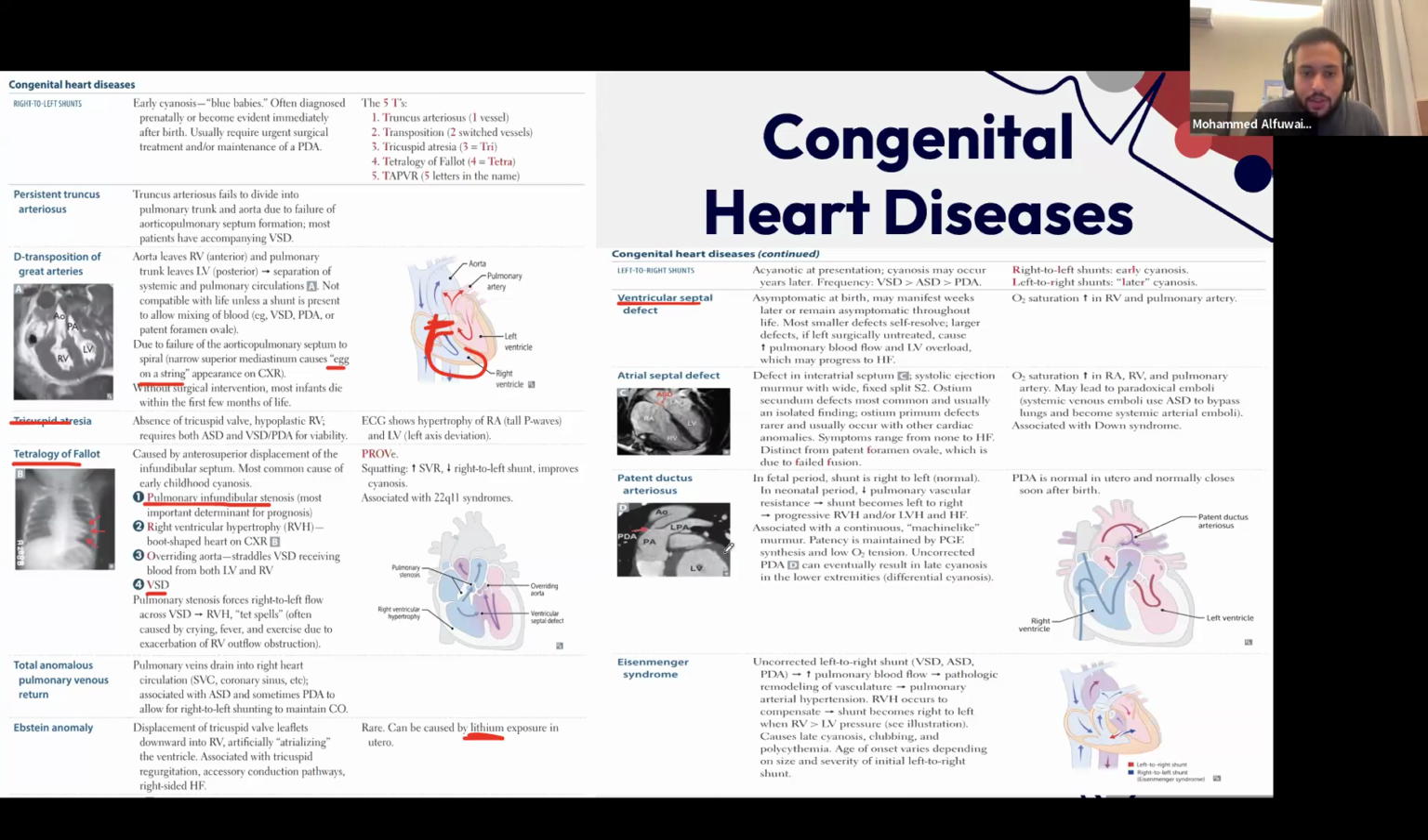Now, if these shunts do not close early on, it can slowly reverse. When it reverses, it's something called Eisenmenger syndrome, okay, which is a left to right shunt that turns into a right to left shunt, okay? That's basically everything you need to know for congenital heart diseases. You can read these two summaries that summarize basically the entire lecture that you had. And this is basically that, okay?